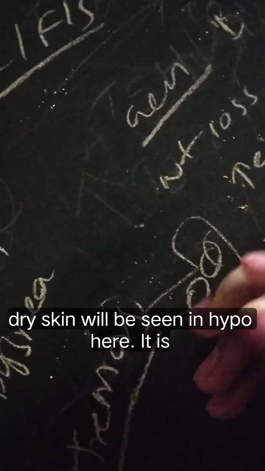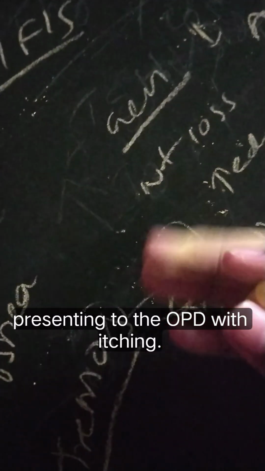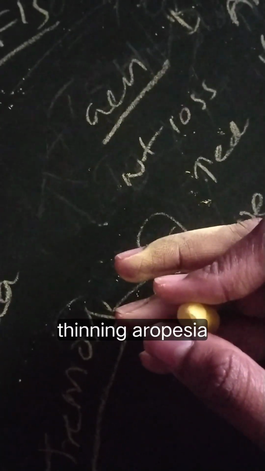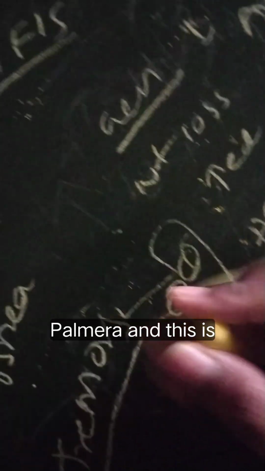Coming to the eye, before that, skin will be moist, whereas dry skin is seen in hypothyroidism. Here it is moist skin. And pruritus, the patient may present to the OPD with itching, hair thinning, alopecia, palmar erythema, and the main complaint is pretibial myxedema.